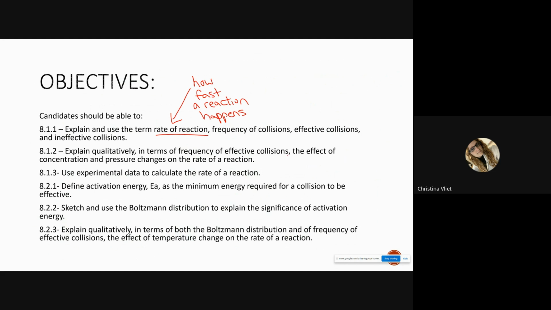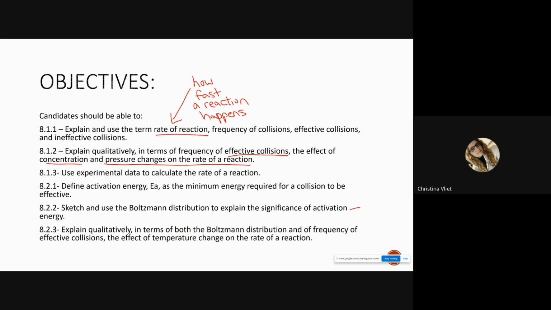Collision means, like a ball actually, you've got two things that are hitting each other. That's what a collision is. The effect of concentration, I know that's an evil word for some people, concentration and pressure changes on the rate of a reaction. So that's our second thing.